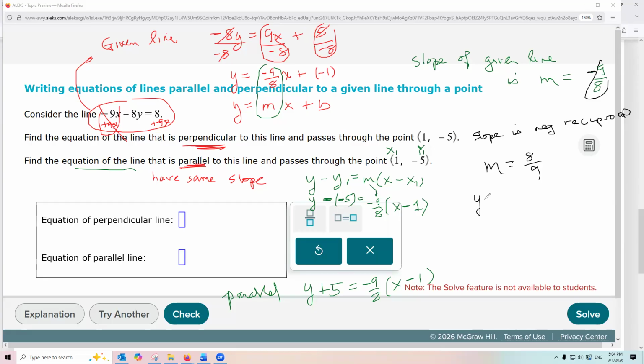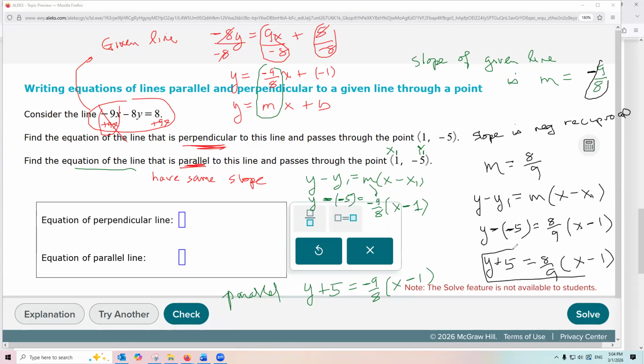All right, let me go and write the equation then. y minus y1 equals m times x minus x1. This is going to be y subtract negative 5 equals 8 over 9, the slope, times x minus 1. And I'm really done, except I'm just going to change the subtraction of negative 5 to y plus 5. So here is my answer for the perpendicular line.